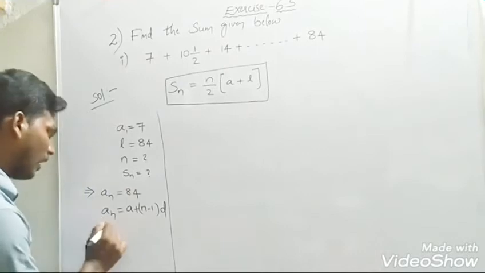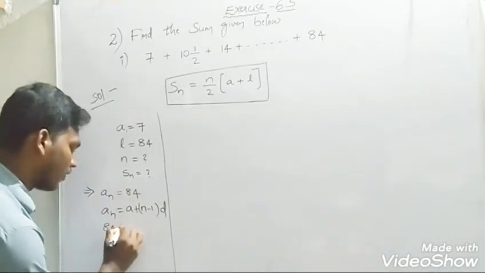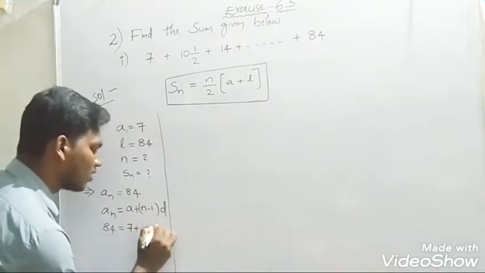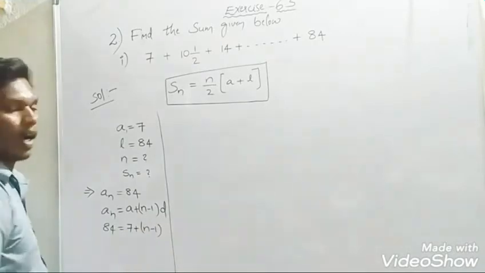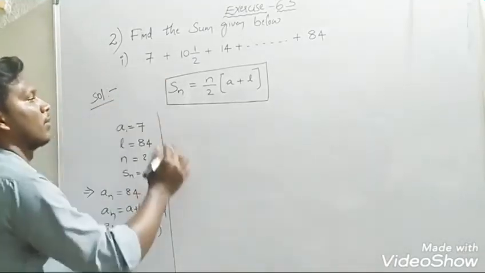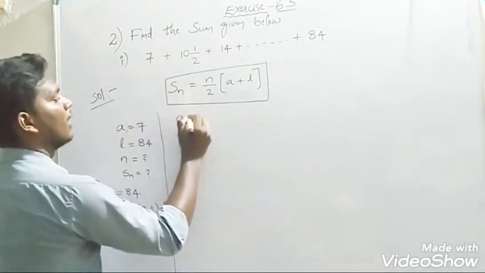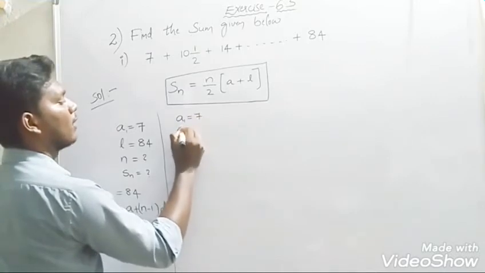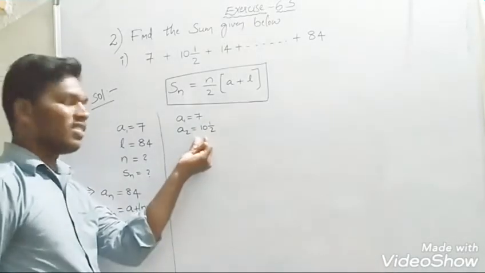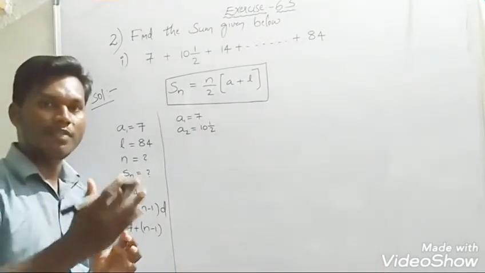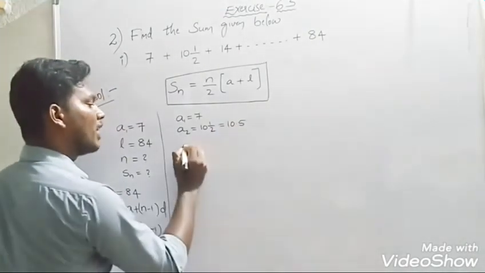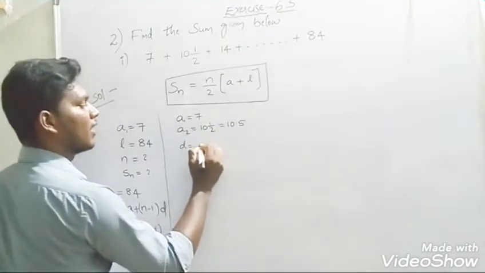Here what is an, friends? an is 84, right? So 84 is equal to a, which is 7, plus (n minus 1) into d. d means common difference, friends. Common difference means second term minus first term. Here the first term a1 is equal to 7 and the second term a2 is equal to 10 1/2. What is the meaning of 10 1/2, friends? 10 and a half, that means 10.5.